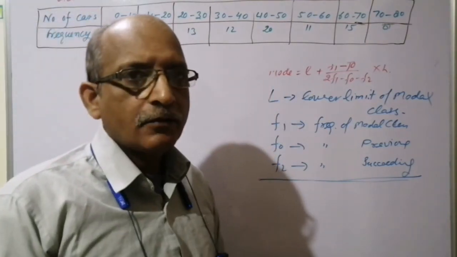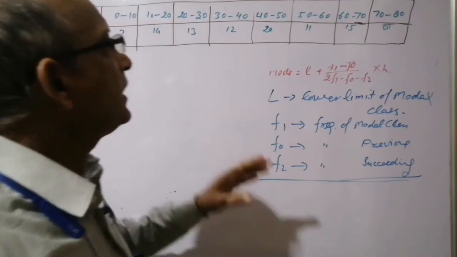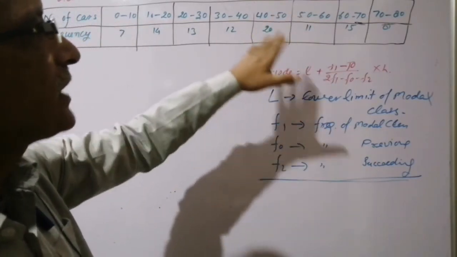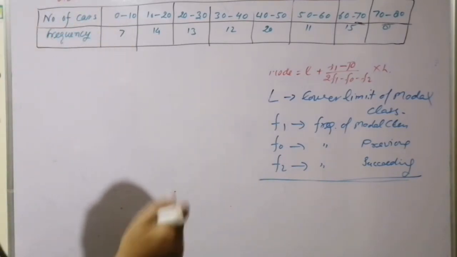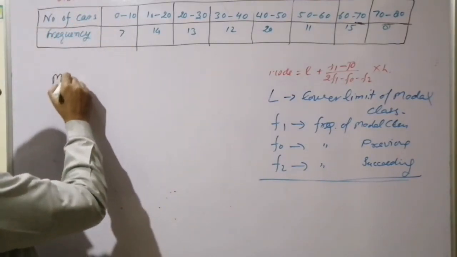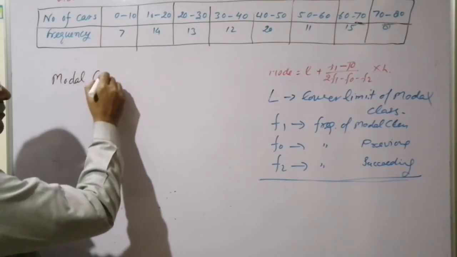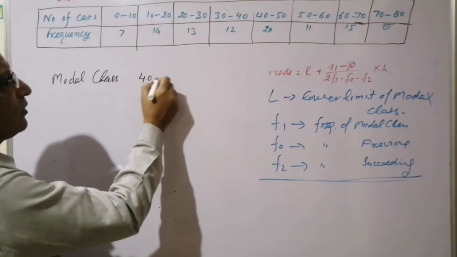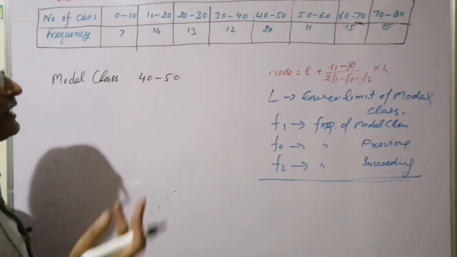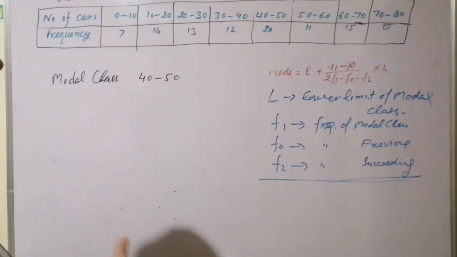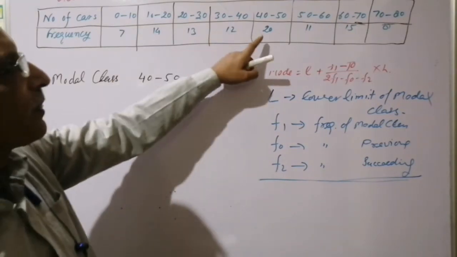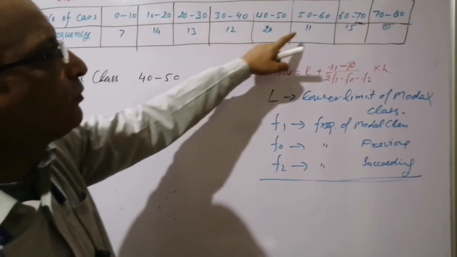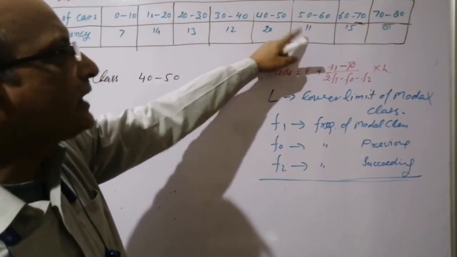Let's see. Again we can check it for its modal class. We can see the maximum frequency is of the class 40 to 50. So this class is the modal class. The modal class must be written and made clear, that is 40 to 50. Very clearly L is known to us now. L is 40, F1 is 20, F0 is 12, F2 is 11, and H is clearly 10.